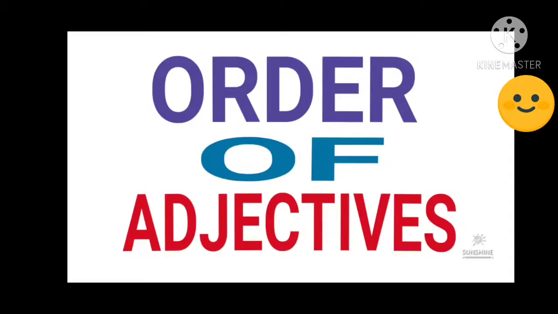Hello everybody, through this video today let us discuss order of adjectives. Adjectives are one of the important components of parts of speech. Adjectives play a very important role in describing a noun or a pronoun. So, what is an adjective? Let us recall the definition. An adjective is a word which describes a noun or a pronoun.